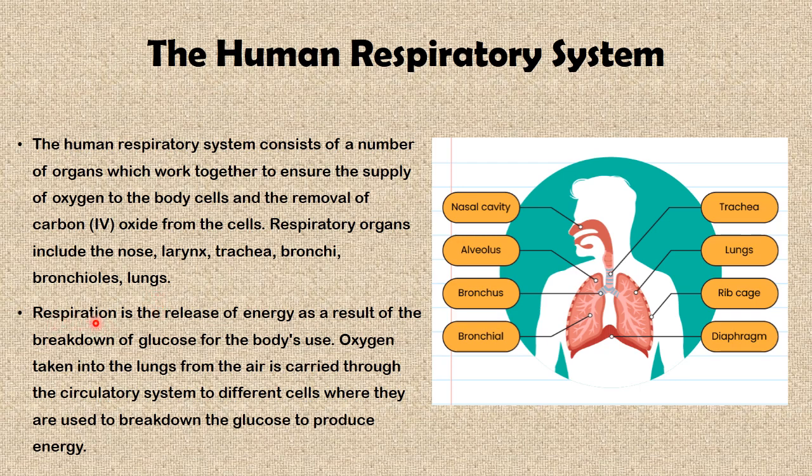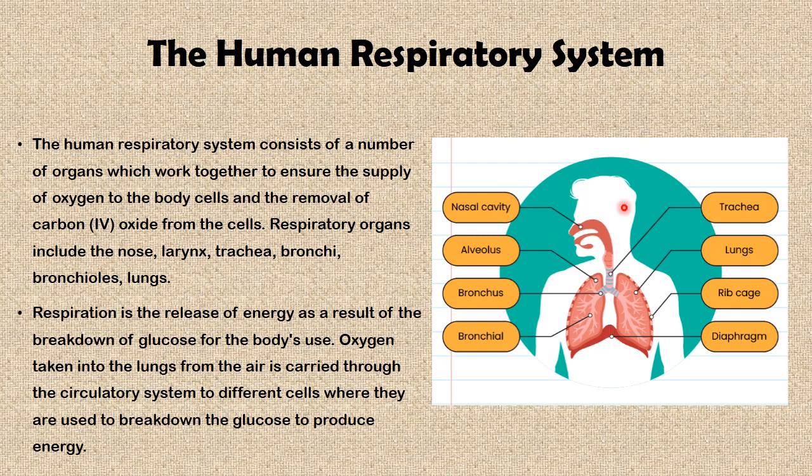Now the process of respiration itself is the release of energy as a result of the breakdown of glucose for the body's use. Oxygen taken into the lungs from the air is carried through the circulatory system to different cells where it is used to break down the glucose to produce energy.